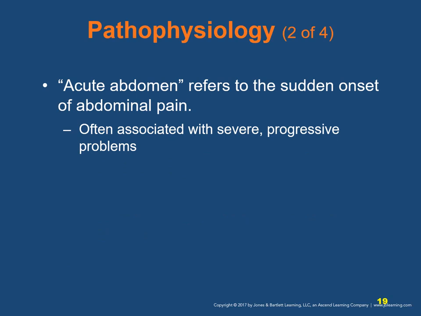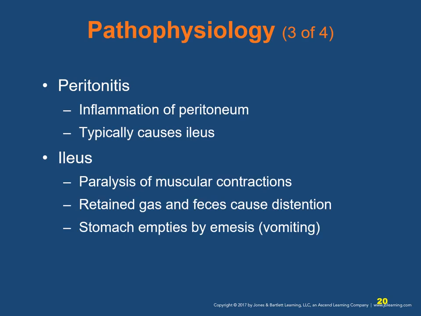Acute abdomen refers to the sudden onset of abdominal pain. It is often associated with severe progressive problems that require medical attention. Peritonitis, or inflammation of the peritoneum, typically causes ileus. Ileus is the paralysis of the muscular contractions, peristalsis, that normally propel material through the intestine. This causes a problem of retention of gas and feces and distends the abdomen. When this is the case, the stomach cannot empty itself by the normal process of digestion, so it can only empty itself by vomiting, which is emesis.